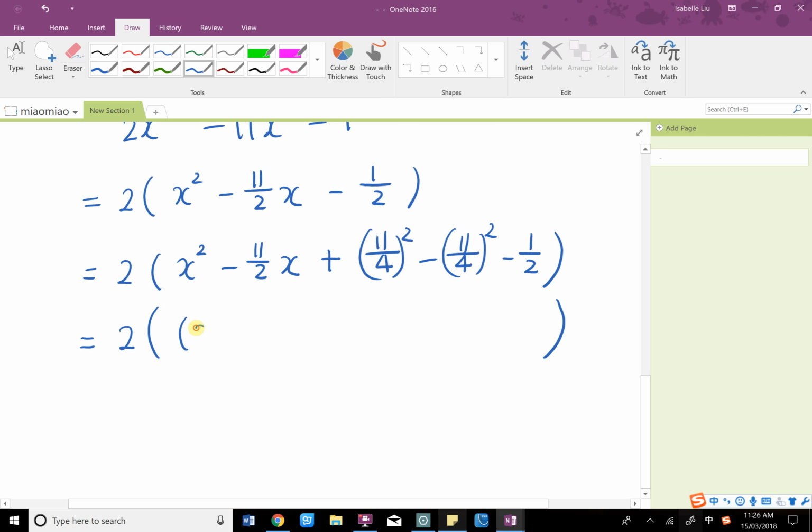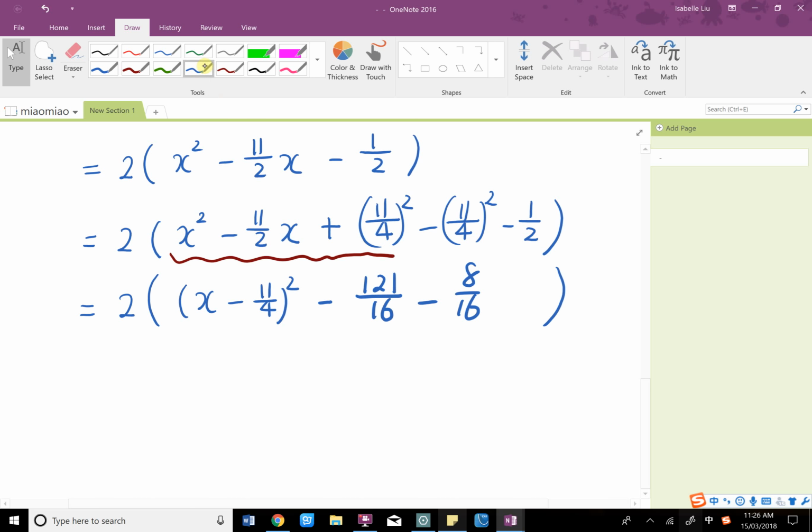And then inside we have x minus 11 over 4 squared for those 3 terms. And then we have minus 121 over 16 minus 8 over 16. That is 2 bracket, x minus 11 over 4 squared minus 129 over 16.